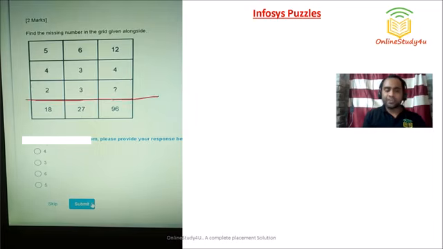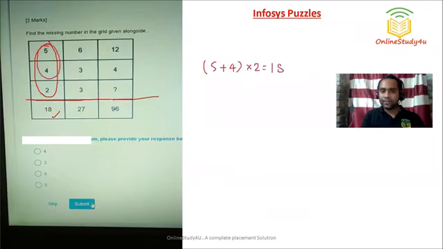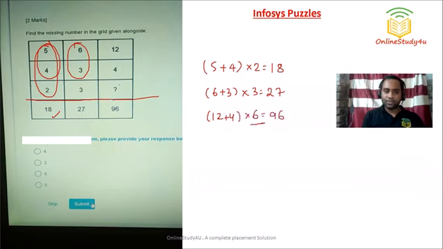Now friends, in this particular question we have 4 rows. Generally these 3 rows, you can say these 3 in one column, will give you the fourth one. So we have 5 plus 4, which is 9, and if we multiply by 2 it will become 18. Then 6 plus 3 will be 9, and 9 into 3 will be 27. Then 12 plus 4 will be 16, and if we multiply by 6 it will become 96. So what did we fill here? 6. That means you need to select this option.